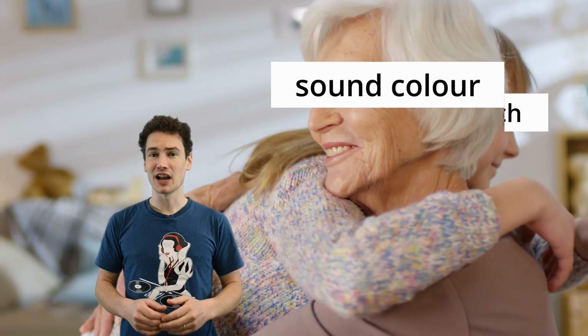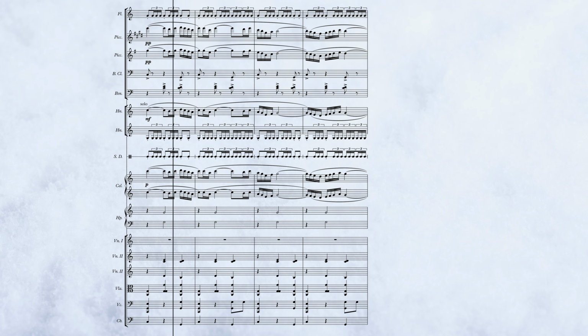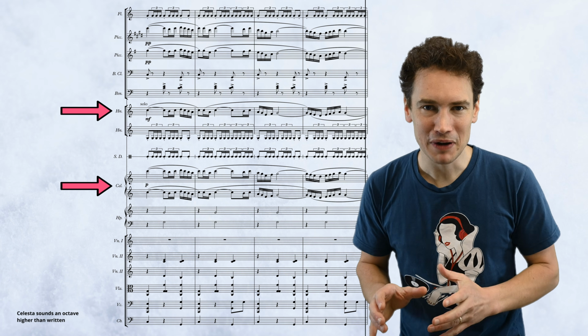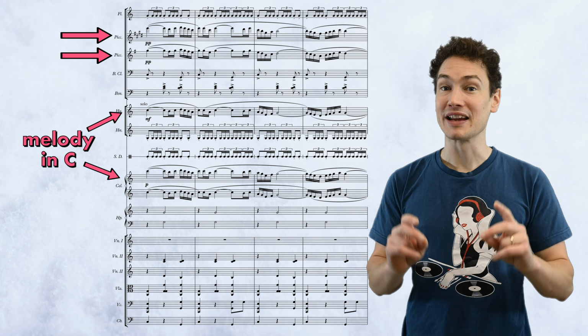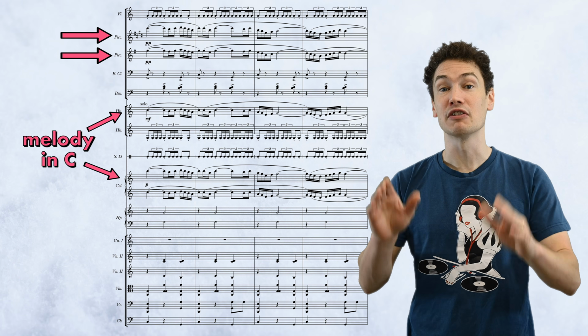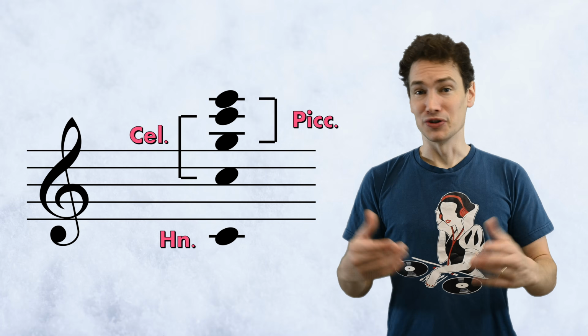Pitch and sound color are very closely related and can influence one another. Let's go back to Ravel. Horn and celesta both play the melody in C, but what's weird is that piccolo 1 and 2 are playing the exact same melody but in the keys of G and E. This is the first chord down an octave. Do you notice something?